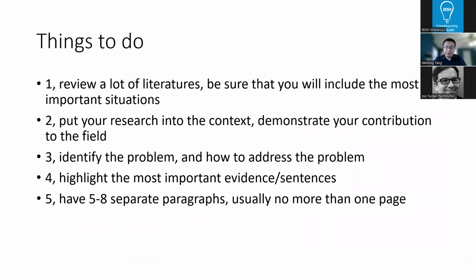Okay, I summarized a few things to do when we write the significance section. We need to review a lot of literature, especially the cutting-edge literature. Be sure that you include the most important citations. Some reviewers will say that if you do not put a certain piece of literature into the section, the reviewers may argue that you did not actually capture the most important things.